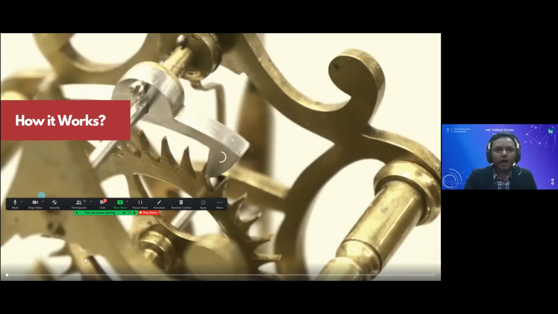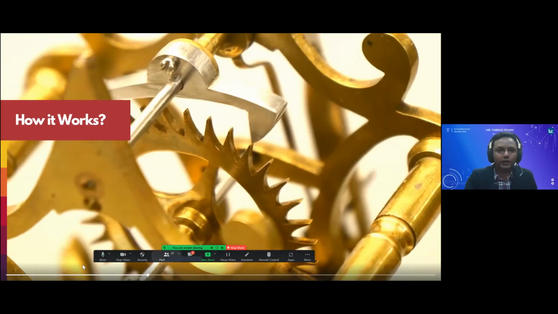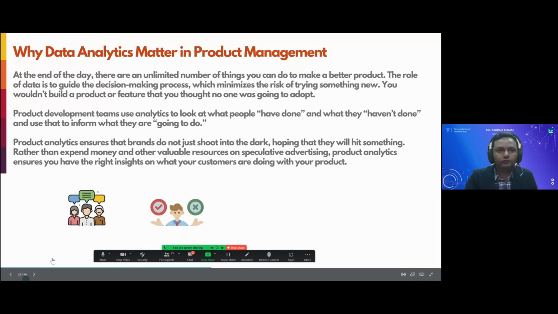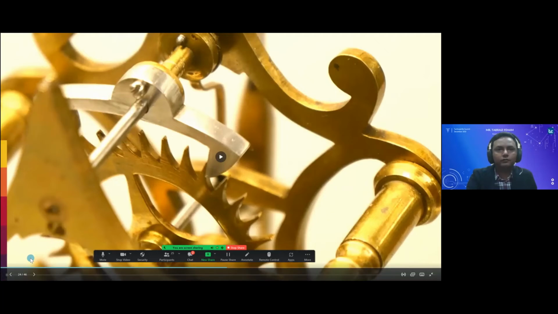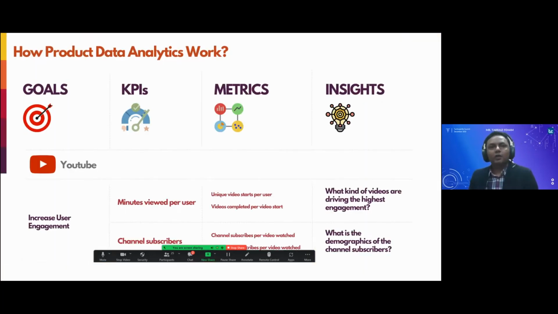Next, we will look into how the overall process works. Being a product manager, the first thing that you should do is align your goals. What are the goals that you have? Once you have set out the goals, what exactly you would like to do, you have to list down the KPIs, key performance indicators. Once you have the KPIs, based on those KPIs, you should have some metrics, what exactly you would like to track. And once you start tracking those, eventually you have insights.